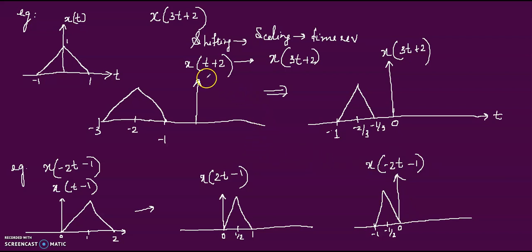Here we can see all the operations have been done on t alone. Even when it was 3t plus 2, we did it as t plus 2 and then 3t plus 2. Here, it was -2t minus 1, but first we did the operation of t minus 1, on t alone. Next, 2t minus 1, on t alone we scaled. Then the -2t minus 1, again the operation on t alone. So these are the basic properties you should know.